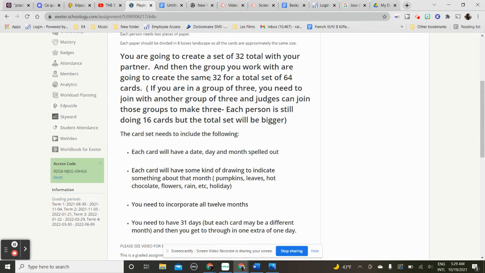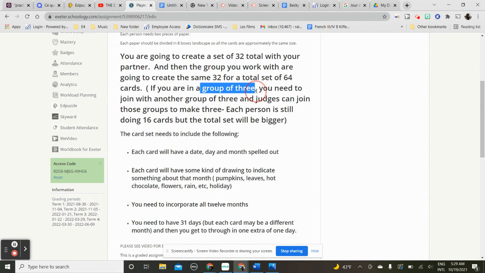And they're going to be the same 32 cards that you have, so that they're pairs, so that you can play together. Okay? That's a total of 64 cards. So you and your partner will have 32. The people that you work with will have 32. It has to be 2 people on one side, 2 people on the other.